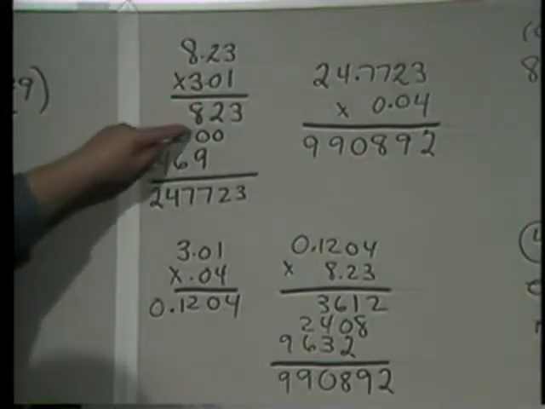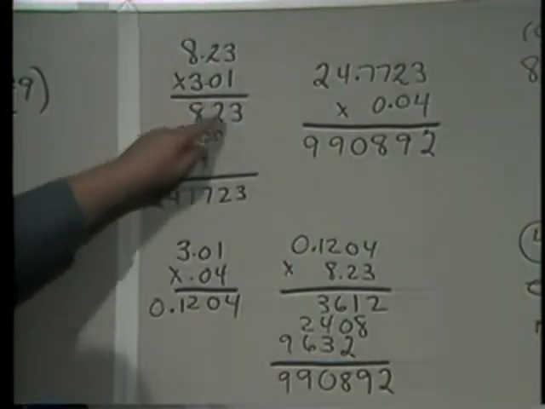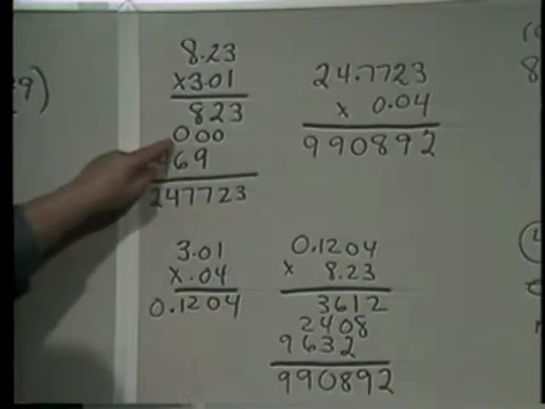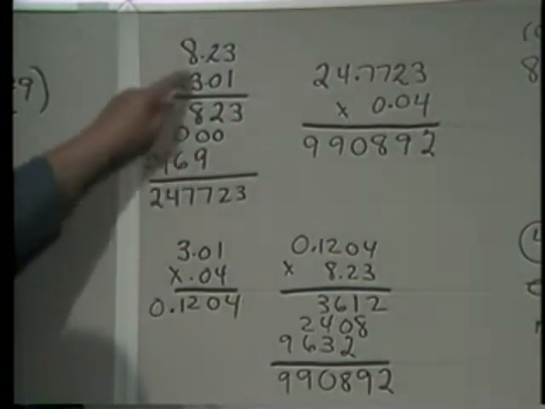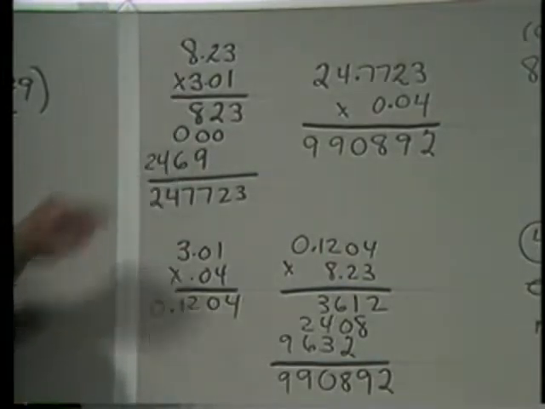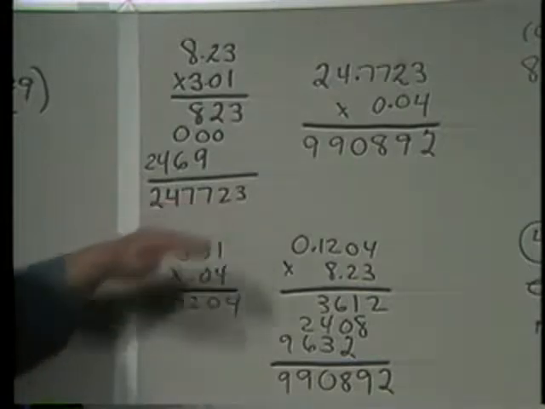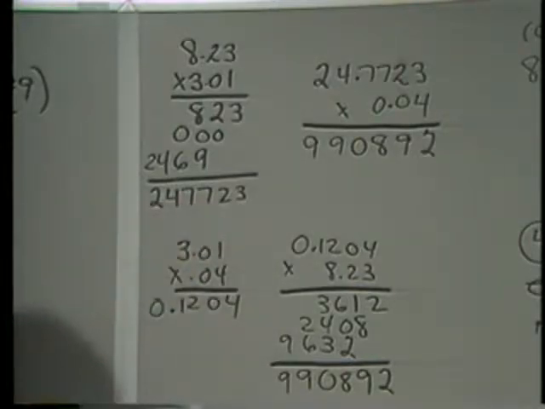Multiply as if the decimal points weren't in here. See, 1 times 823 is 823. Put in the row of zeros. 3 times 3 is 9. 3 times 2 is 6. 3 times 8 is 24. Add this up the same as if there were no decimal points.